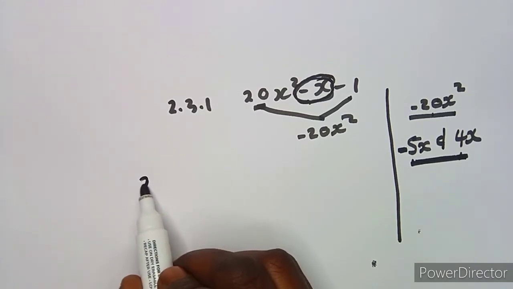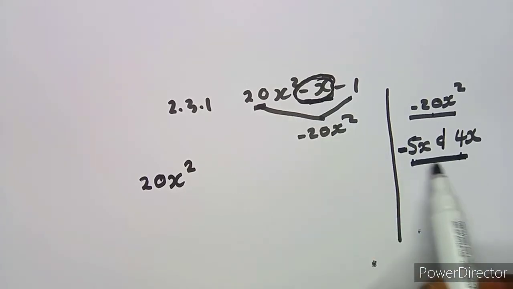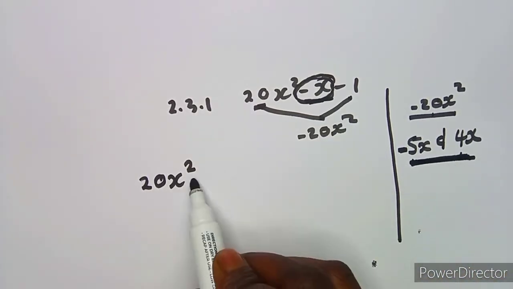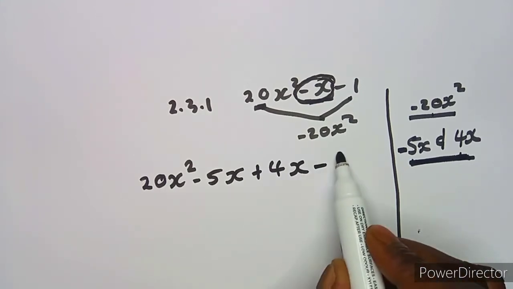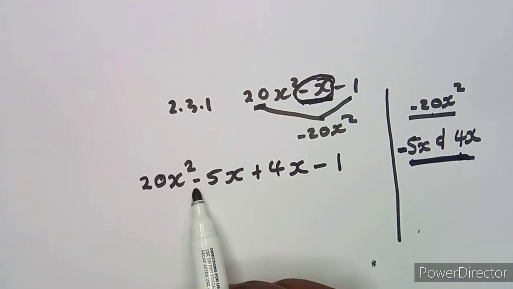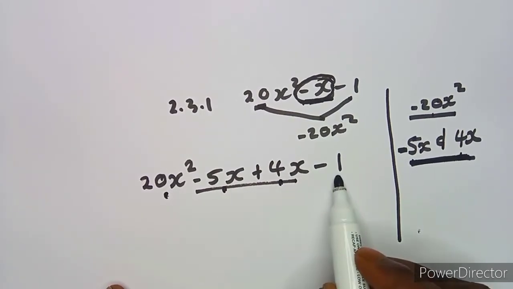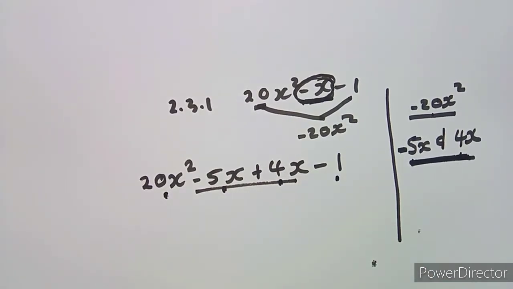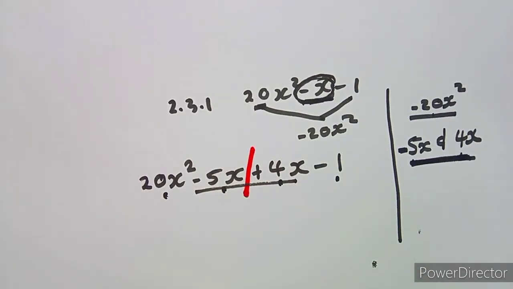So what am I trying to say? You're going to write this as 20x squared. You replace here with these two numbers, which is minus 5x plus 4x minus 1. So these are the two numbers, then minus 1, just as it was. Then you've got 1, 2, 3, 4 terms. So you're going to group them into 2 like this. You factor out what is common for the first 2 terms here, which is going to be 5x.